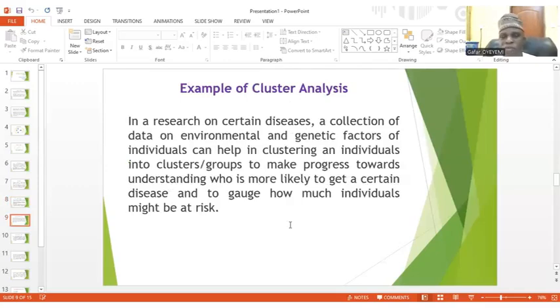So I'm giving us 1 or 2 examples of cluster analysis. The first one is about research on certain diseases. If a researcher collects information on environmental and genetic factors of individuals, this information can help the researcher in clustering the individuals into groups in order to make progress towards understanding who is more likely to have a certain disease, who is more likely to have another disease, and so on. And this will help the researcher gauge how much individuals may be at risk for a particular disease.